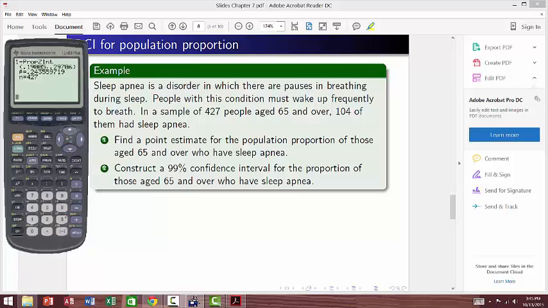Alright, so that's how we compute it. Just like before, we need to write an interpretation. I would say the following. We are 99% confident that the interval from 19 to 29.7% actually contains the proportion of all people age 65 and over who suffer from sleep apnea.